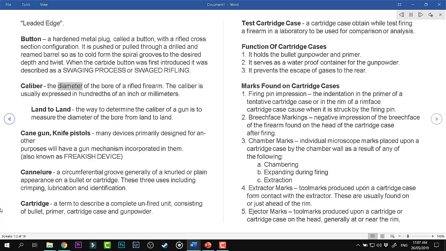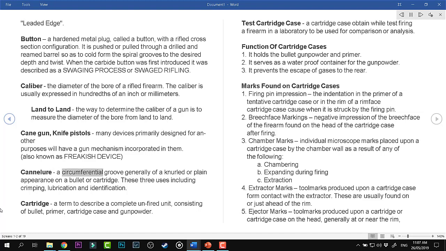Caliber, the diameter of the bore of a rifled firearm. The caliber is usually expressed in hundredths of an inch or millimeters. Land to land, the way to determine the caliber of a gun is to measure the diameter of the bore from land to land. Cane gun, knife pistols, many devices primarily designed for other purposes will have a gun mechanism incorporated in them, also known as freakish device.